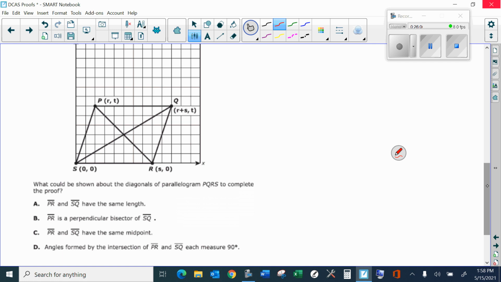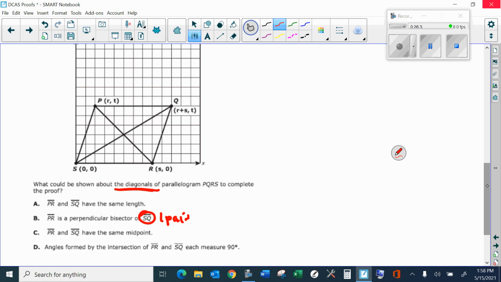Okay, what can be shown about the diagonals of parallelogram PQRS to complete the proof? Now, PR and SQ have the same length. No, SPR is perpendicular bisector of SQ. Well, that'll make it bisect SQ, but it says can be shown that the diagonals, both of them. So that's only one pair right there. That would do it for one pair, but not for both.